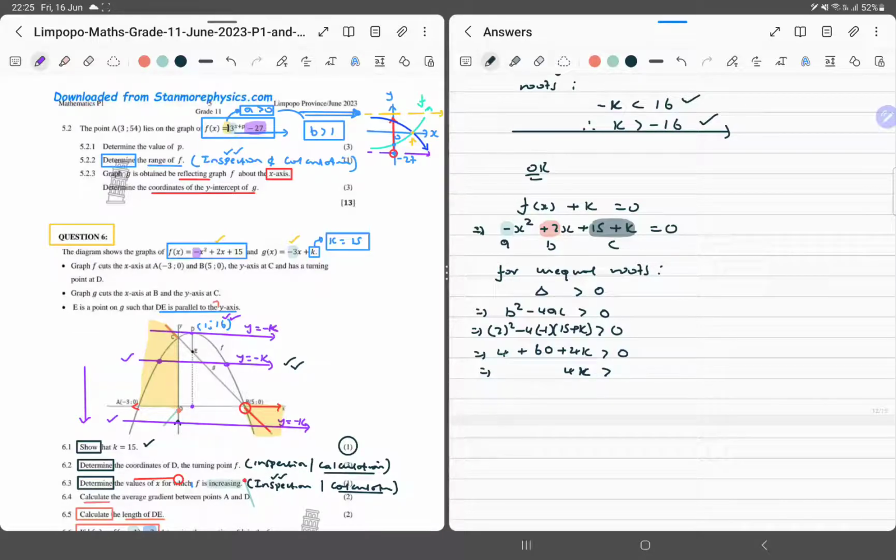So this implies that now 4k is greater than minus 60 minus 4, which is minus 64. When you transpose, it becomes minus 64. We divide by 4. You can see that k must be greater than. We divided by a positive number, so nothing changes. Minus 16.